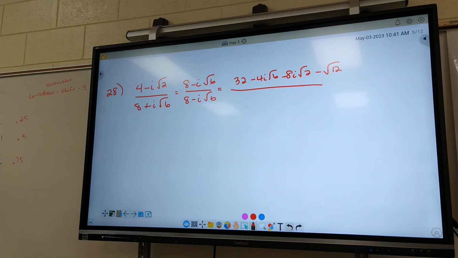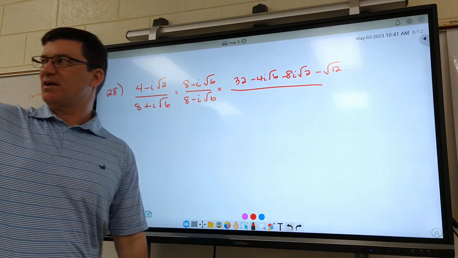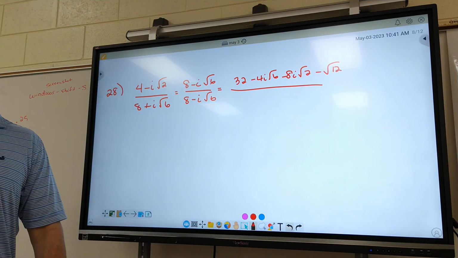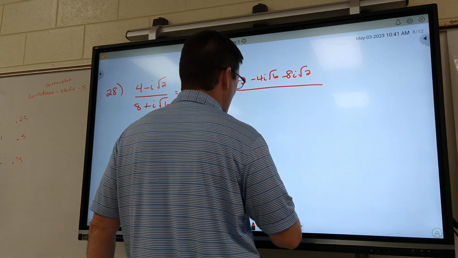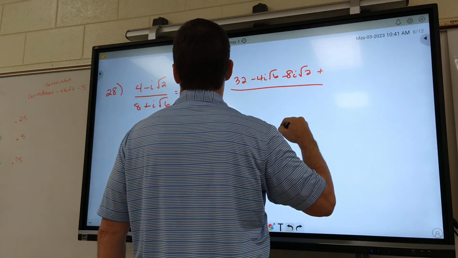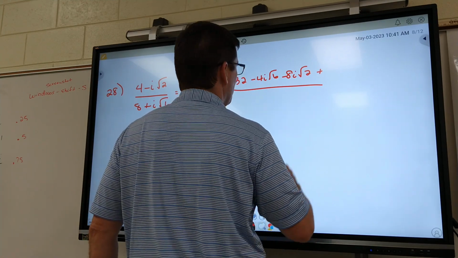Now, this root 12 we can simplify. Takia, put that in your calculator. What does root 12 turn into? All right, so that's going to be 2i root 3 right here. Is it minus or plus? Minus 2i root 3.